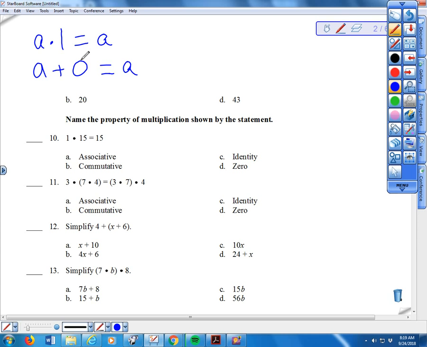Okay. How about the inverse property of multiplication? The inverse property of multiplication is what number do I need to multiply by A to get 1? Itself? No, A times A is A squared. So it'd just be 1. A times 1 is A.